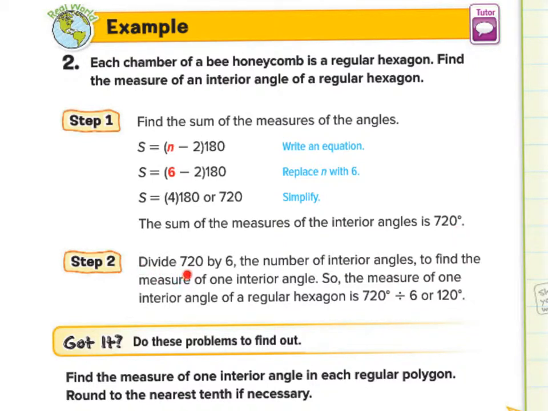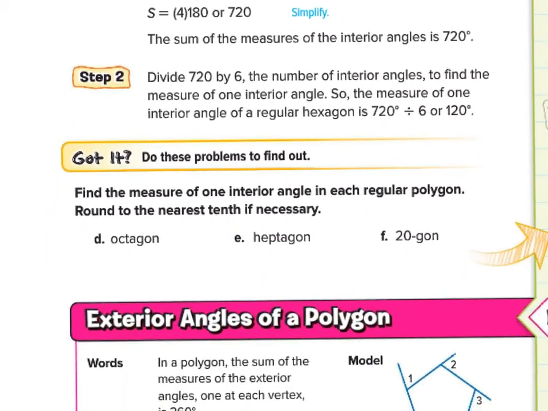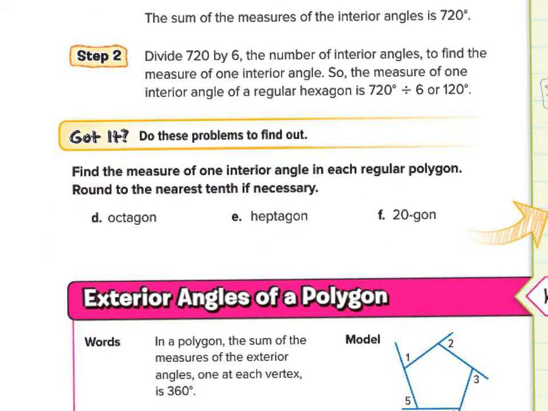So now divide 720 by 6, the number of interior angles, to find the measure of one interior angle. If you want to know the measure of one of those angles, you simply divide by 6. So the measure of one interior angle of a regular hexagon is 720 divided by 6, or 120. There we go. Each angle inside of a regular hexagon is 120.